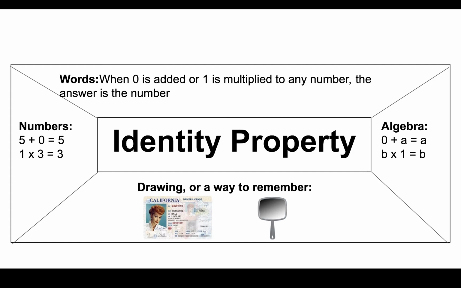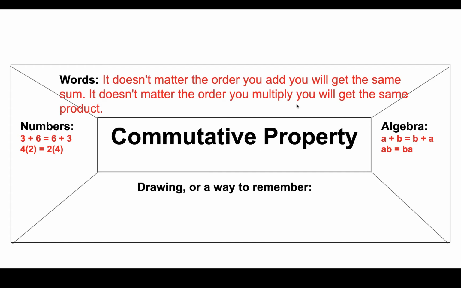So with that said, let's go and find the commutative property. This one, you don't have anything filled in yet. I would like to provide you with the words, the numbers, and the algebra piece. So right now, commutative property says it doesn't matter the order that you add, and it can be 2 or more numbers. The sum is going to be the same. It doesn't matter the order that you multiply, and it can be 2 or more numbers. You're going to get the same product. Okay? So go ahead and pause here and write that down.